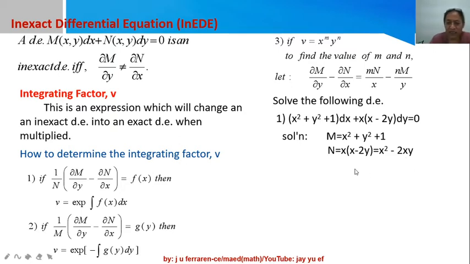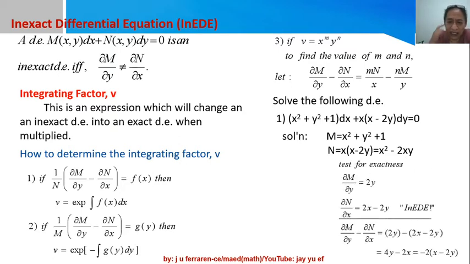Now, differentiating your M partially with respect to what variable? Y, right? The derivative of x squared is 0, since this is considered as a constant term. The derivative of y squared is 2y. Again, this is a constant. So the partial derivative of M with respect to y is just 2y. Now, what is the partial derivative of N with respect to x? x squared becomes 2x. For the 2xy, the derivative of x with respect to x is 1, so what is left as the derivative in the second term is just 2y. But if you compare the two results, obviously, the two are not equal.